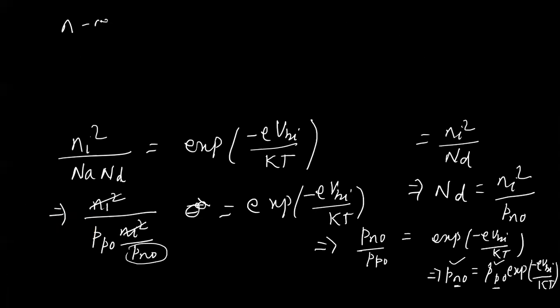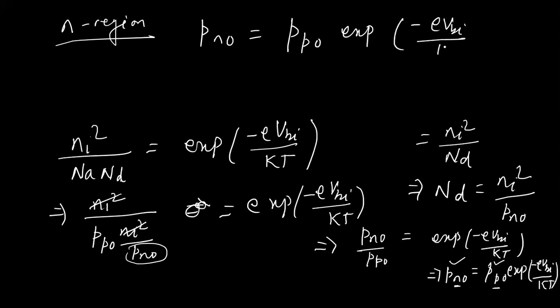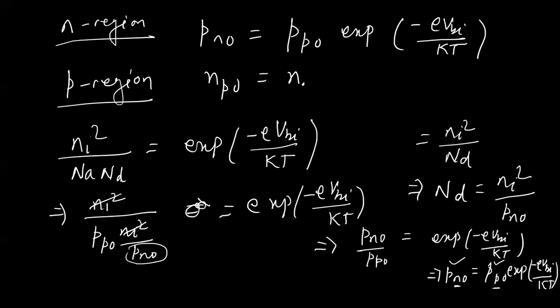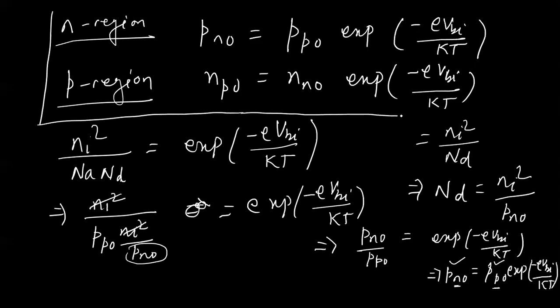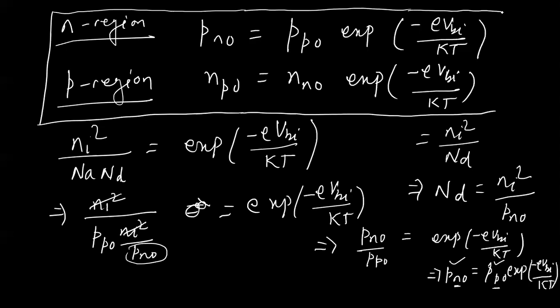For the N region, we got the relationship between the hole concentration as a majority charge carrier and as a minority charge carrier. So you got Pn0 is equal to Pp0 exponential of minus eVbi by kT. And for the P region, just the opposite: Np0 gives you Nn0 exponential of minus eVbi divided by kT. This is known as the boundary condition to find the flow of these charge carriers from P to N or N to P region, and we are going to use this when we derive the equation for the current.